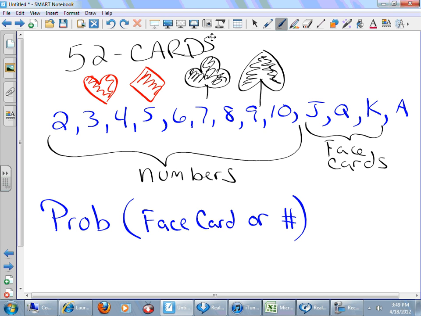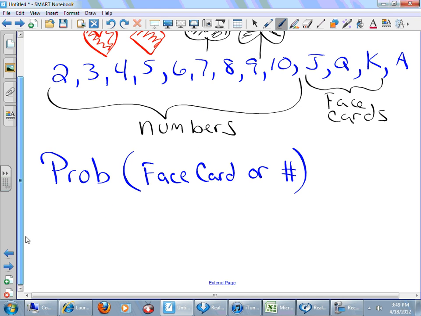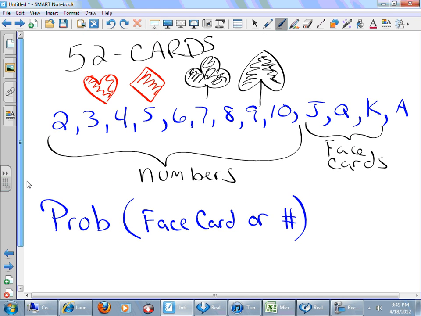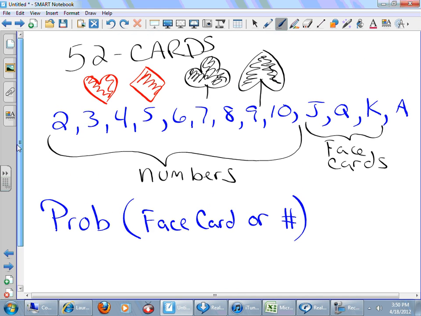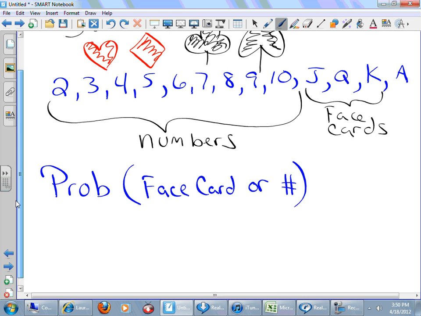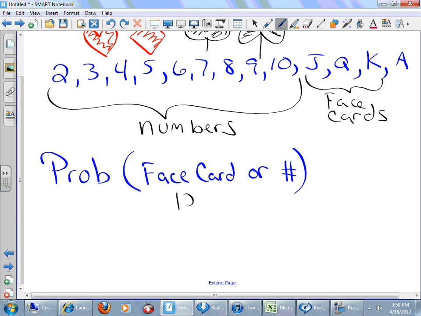All right, and I want to know the probability of getting a face card or a number. Well, let's see here. The probability of getting a face card is, looks like there's 3 face cards, but there's 3 in every suit, right? So that is going to be 12. 3 times 4 is 12 out of 52. The or means to add. It also means only 1 card is being drawn. So I am not going to do with or without replacement. I don't need to worry about that.